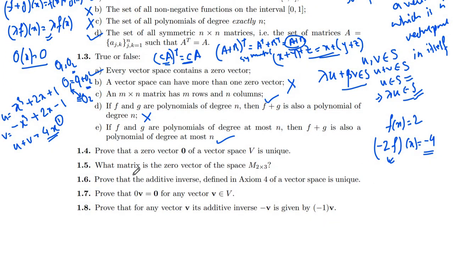Okay, prove that the zero vector of a vector space is unique. This I have already proved, right? A vector space can have more than one zero vector. This particular proof, that's all.